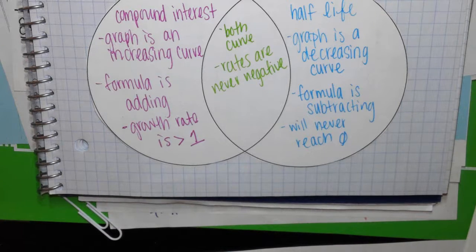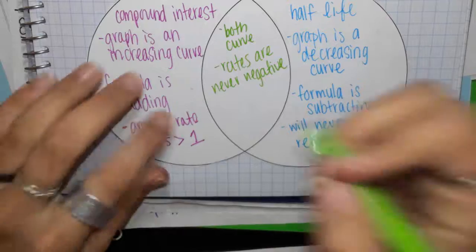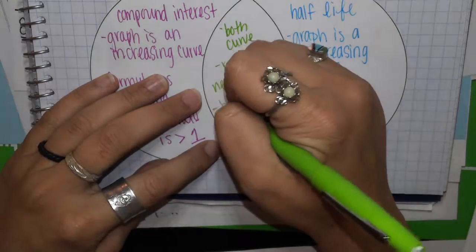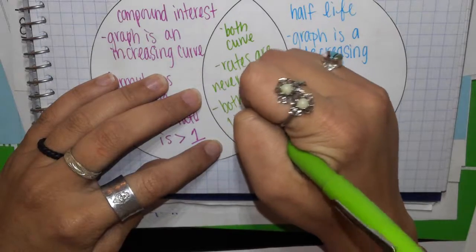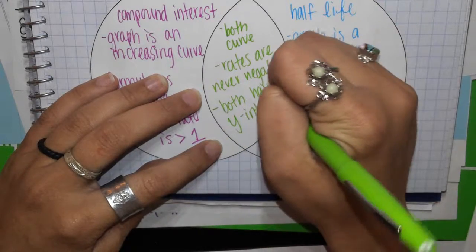Do they both cross the y-axis? Yes, they do. They don't cross the x-axis, but they both have y-intercepts. We did that the other day, right, when we were matching them up?